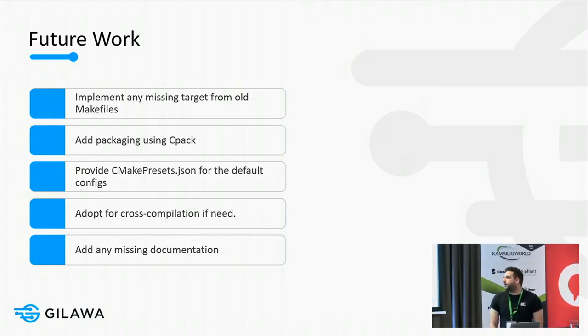There is some new thing that cmake provides, the cmake presets. It's just a nice way to provide the default configuration, maybe for Linux, maybe for macOS, what you should not compile because it's not really available, and so on. Adopt for cross compilation. I don't know if this is really needed, but we can adopt this. And of course, add any missing information for our cmake.